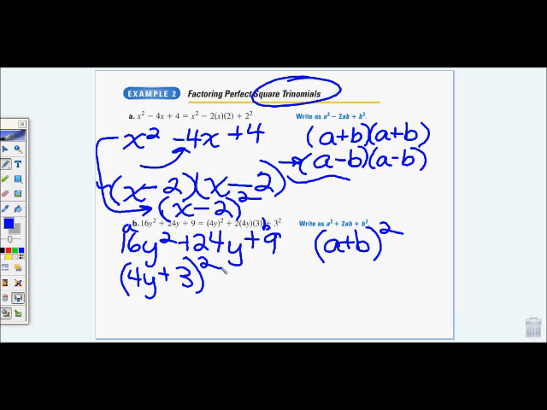Now, that might bother you a bit with the 24. Does that bother you at all with the 24? It's because of that darn coefficient again. My outsides would have been 4y times 3, which is 12y, and then I'd have 2 of those for my 2ab. That would give me my 24y.